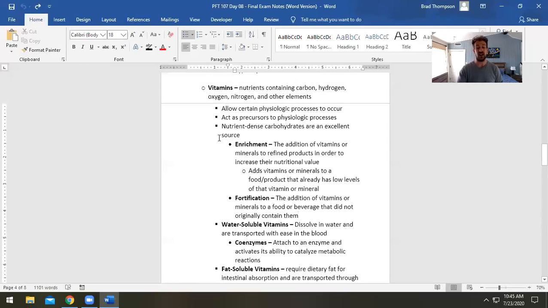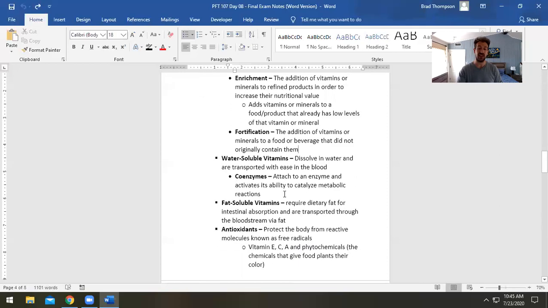So we are going to see a lot of enrichment and fortification, and they can be an okay way to get into your nutrition, but obviously we prefer whole food sources.